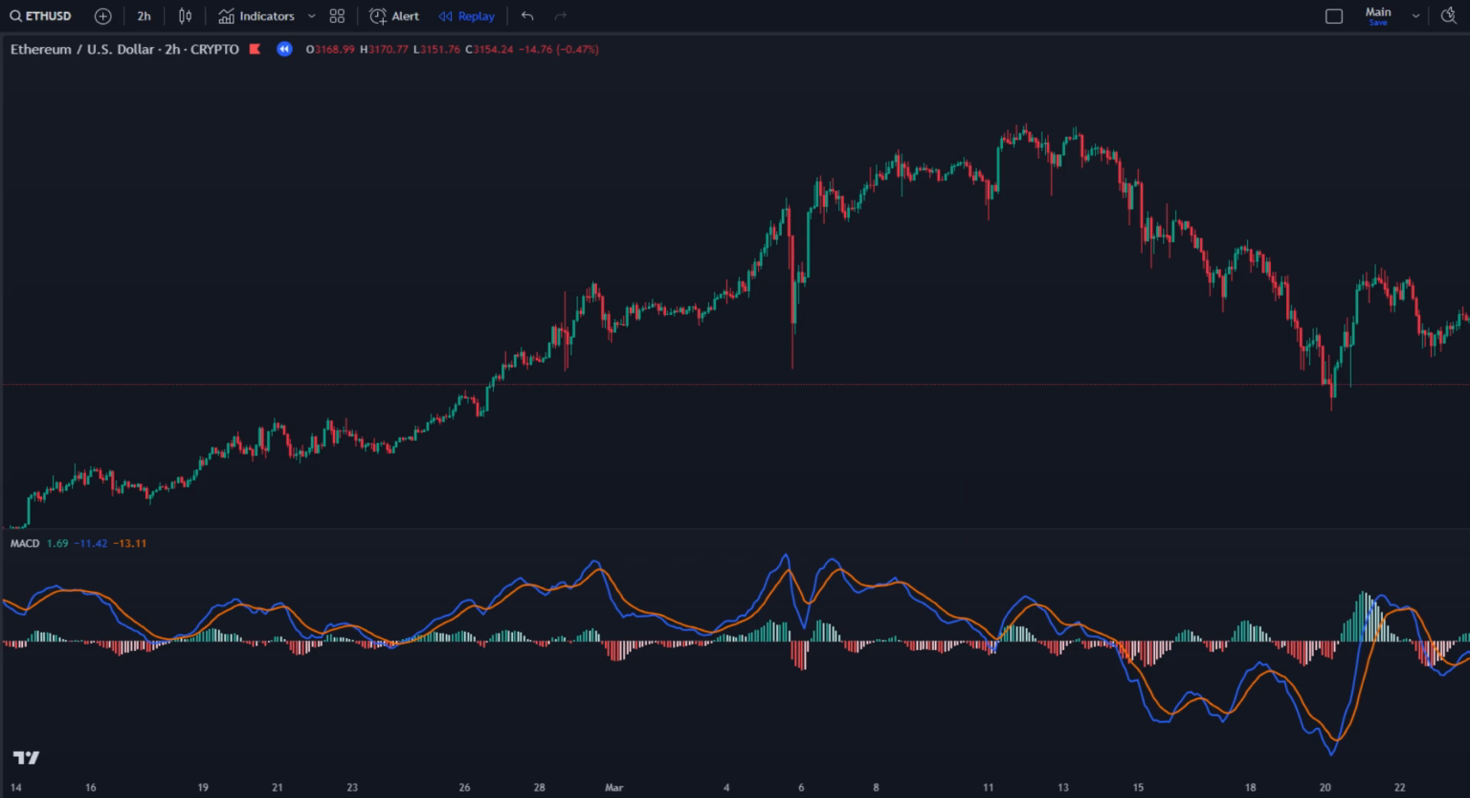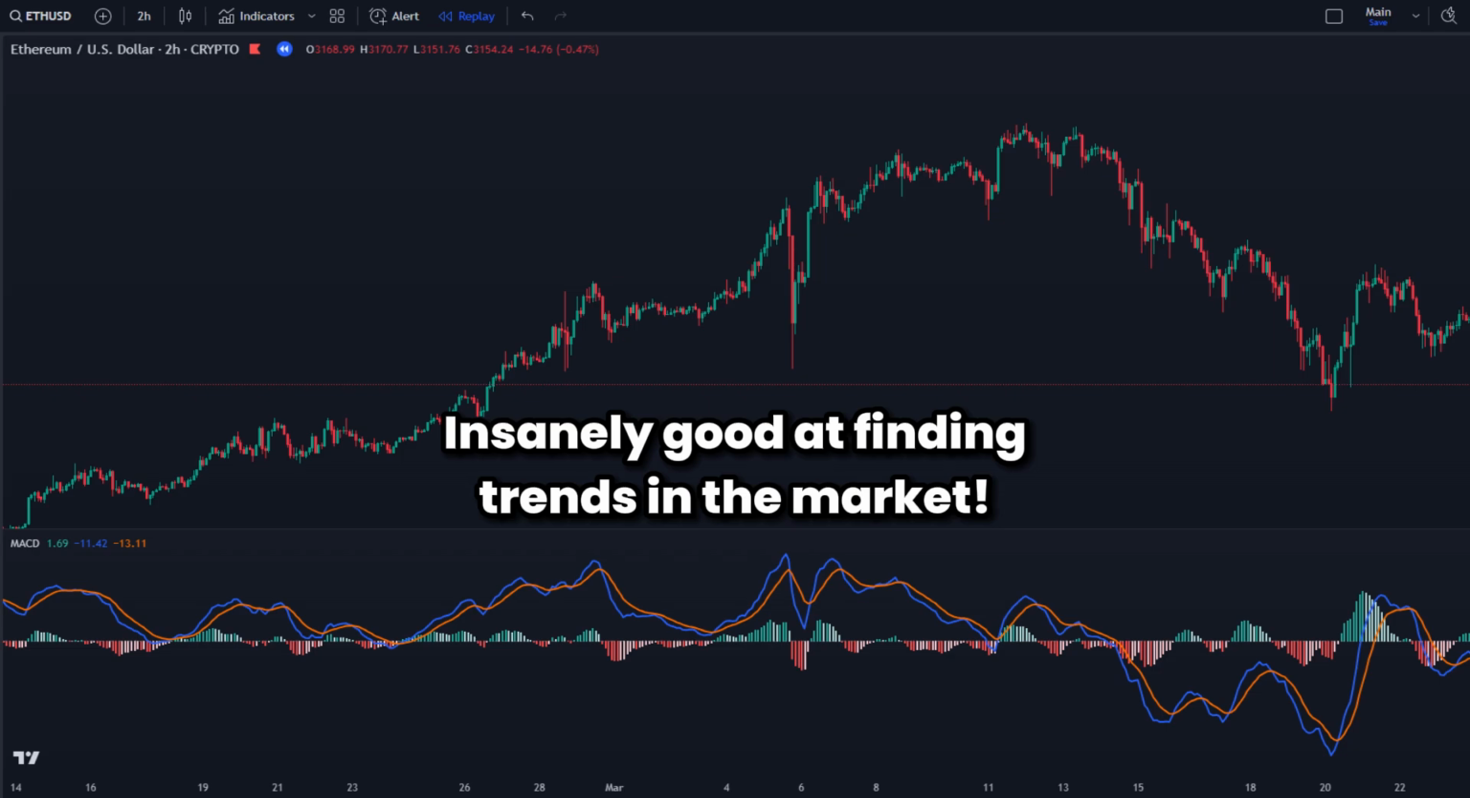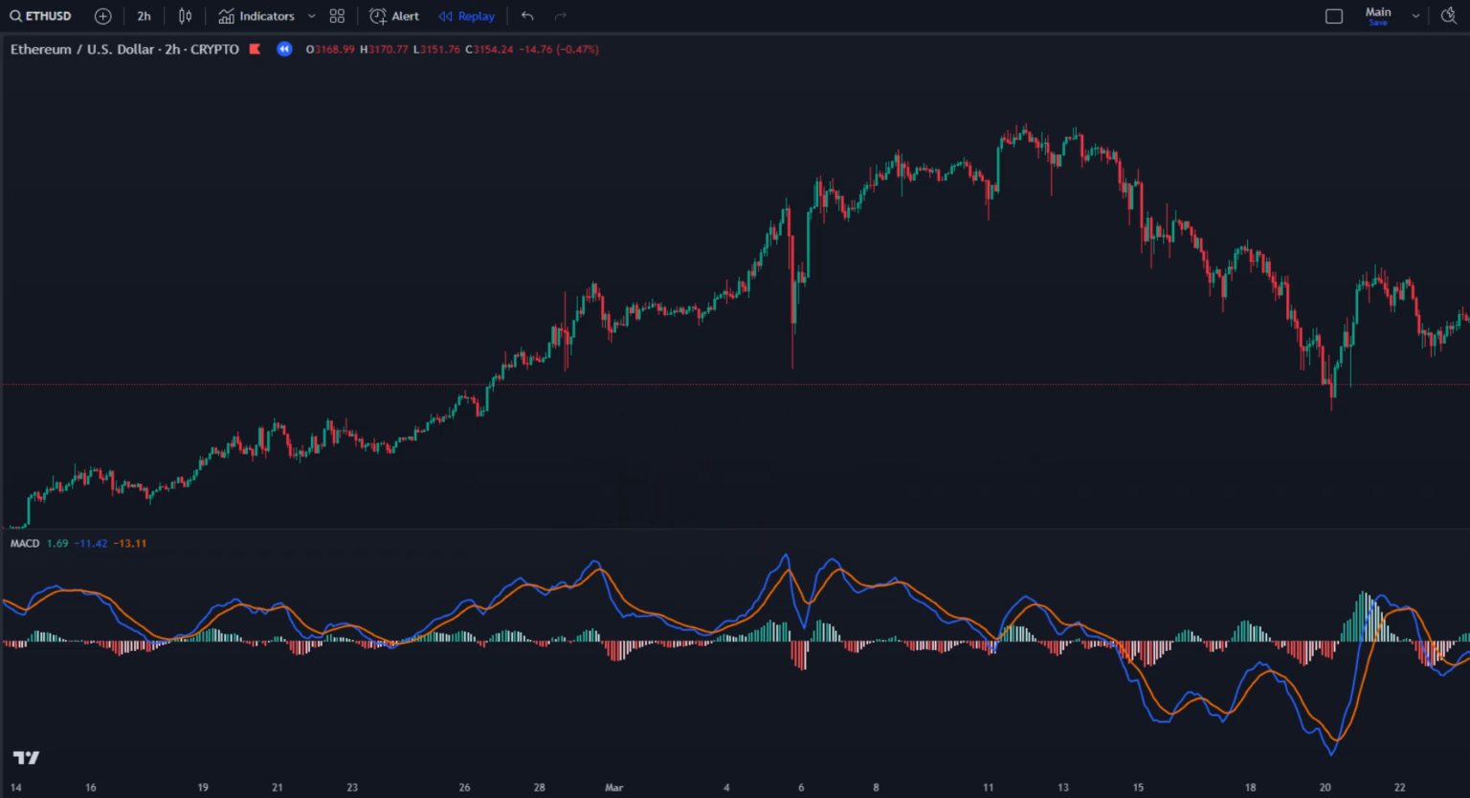Now that we know the four components, let's make sure we know how to use them. The MACD indicator is insanely good at finding trends in the market. So how you can tell if a chart is about to have an upwards trend is by looking for a cross upwards between the MACD line and the signal line. So, for example, here the MACD crosses above the signal line, indicating the chart is in an upward momentum. And here, the MACD crosses below the signal line, indicating it's in a downward momentum.